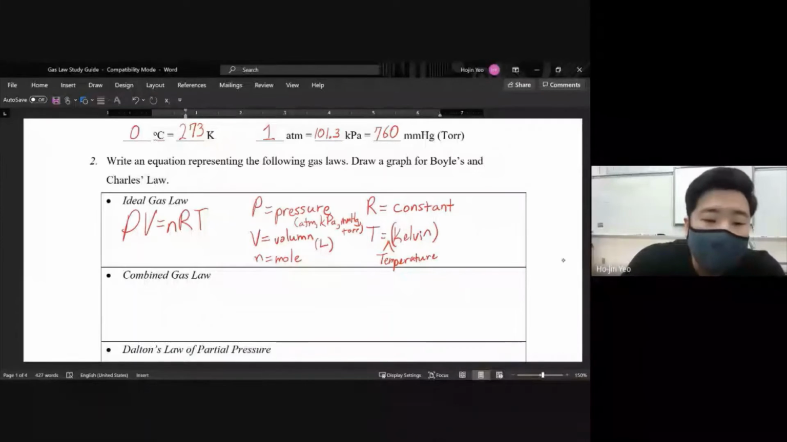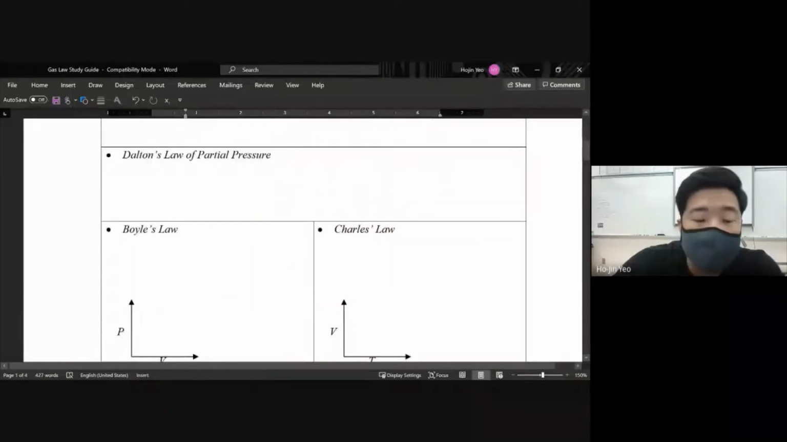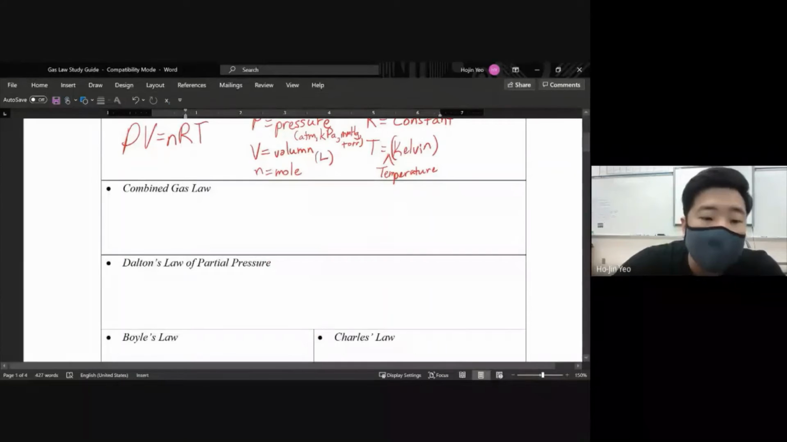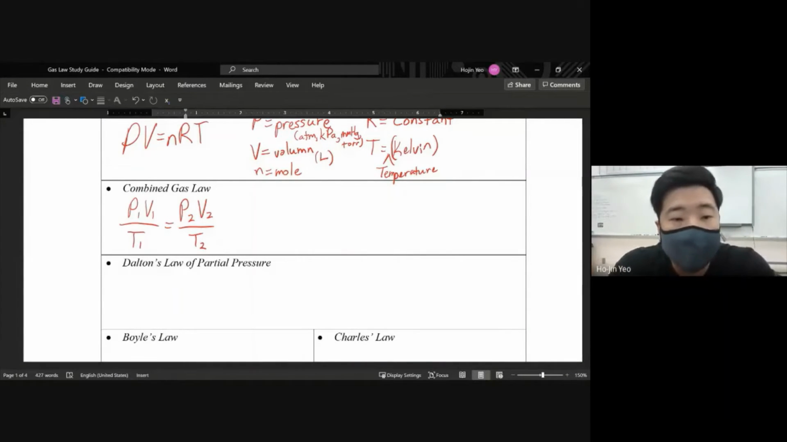Now, the next one is called the combined gas law. The reason they call it combined is, if you remember, if we scroll down a bit, you'll see Boyle's and Charles' law. A combination of Boyle's and Charles' law is P1 V1 over T1 equals P2 V2 over T2. Make sure that you multiply the top and then divide by the temperature.